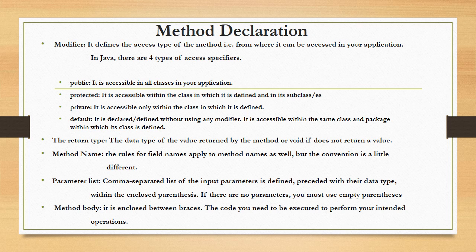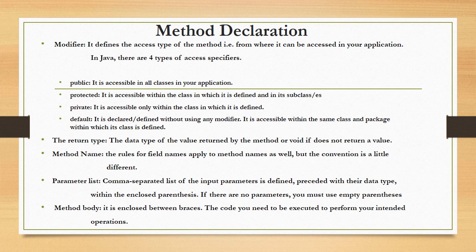Then default. We don't need to write the word default. If we are not giving any modifier name, neither public, protected, nor private, then it is treated as default by default. So it is declared or defined without using any modifier, and it is accessible within the same class and package within which its class is defined. When we come to the examples, one by one you will know about all these modifiers.